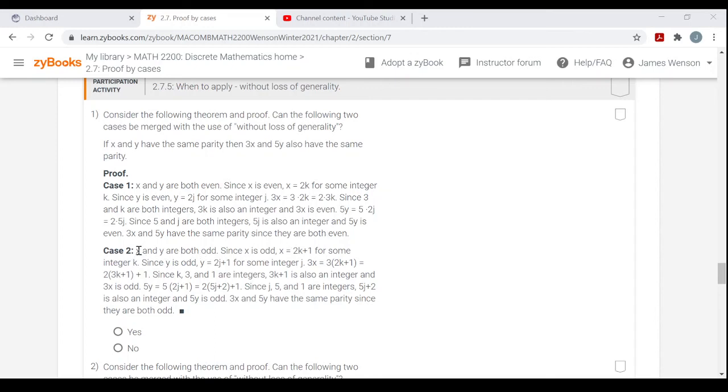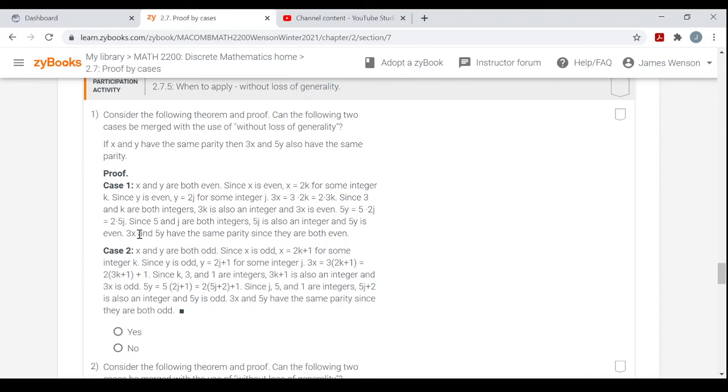The case 2, x and y are both odd. X equals 2k plus 1 for some integer k. Y equals 2j plus 1. Already they're different, right? X equals 2k is totally different than x equals 2k plus 1. So these are different proofs. One's with evens, one's with odds. These are different proofs. I have to look at both of these cases.